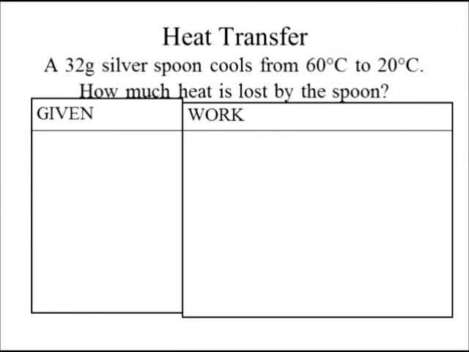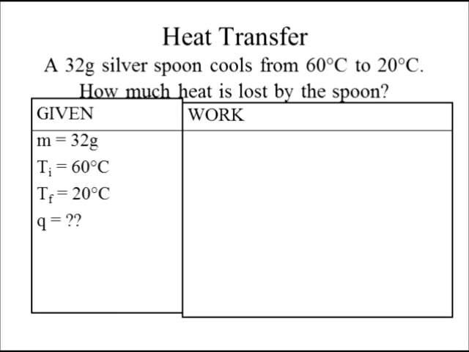So let's try a problem here. A 32 gram silver spoon cools from 60 degrees Celsius to 20 degrees Celsius. How much heat is lost by the spoon? So it's a nice easy way to do this. Let's first write our givens over here in our little box with givens. My mass is 32. My initial temperature is 60. My final temperature is 20.